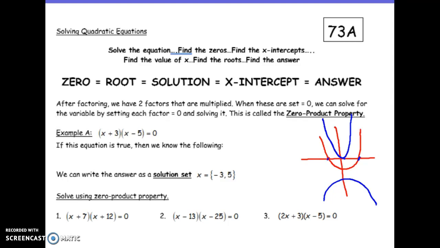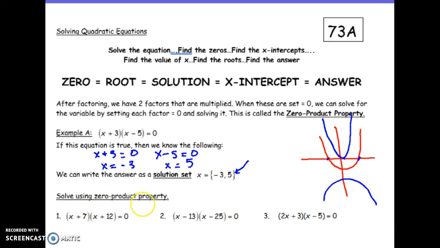Last unit we learned how to factor a quadratic equation, and after factoring we have two factors that are multiplied. All we have to do is set those factors to 0 and solve for x. So when we do that, x plus 3 is equal to 0, we will find that our x is equal to negative 3, and if we set x minus 5 equal to 0, our x would be equal to 5. So our solution set would be negative 3, 5. Notice these are curly brackets. It's not parentheses. It's not an ordered pair. It's saying that there's two values of x that would satisfy and set the output to be 0.